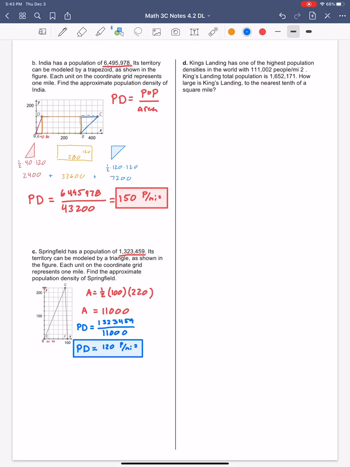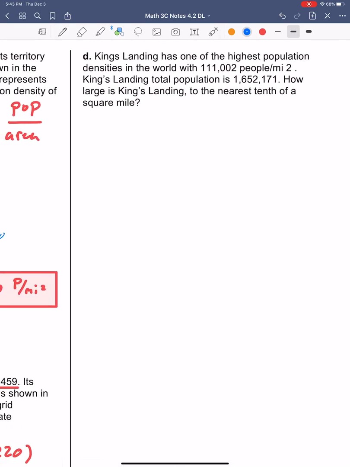All right, and we'll go to the last part here. It says King's Landing has one of the highest population densities in the world, with 111,002 people per square mile. So in this case, they're giving you the entire population density, right? And then it says King's Landing total population is 1,652,171. And then they're giving you the population. How large is King's Landing to the nearest 1/10 of a square mile?